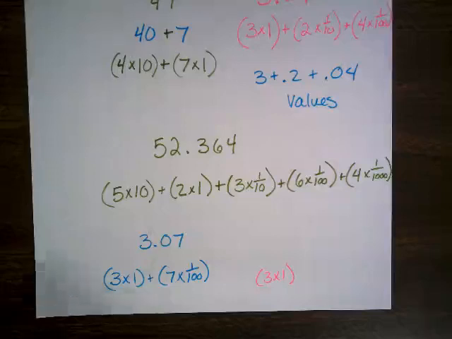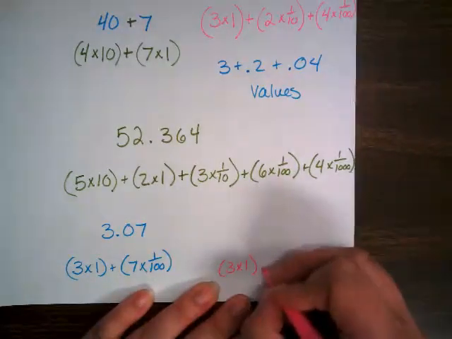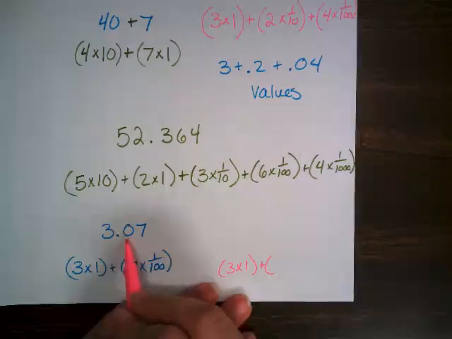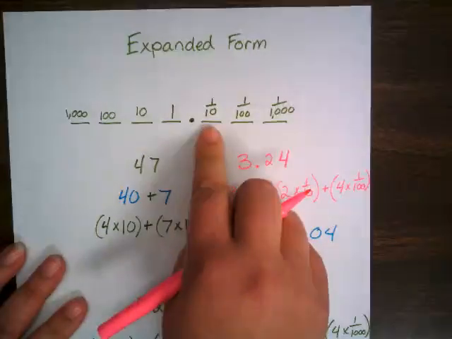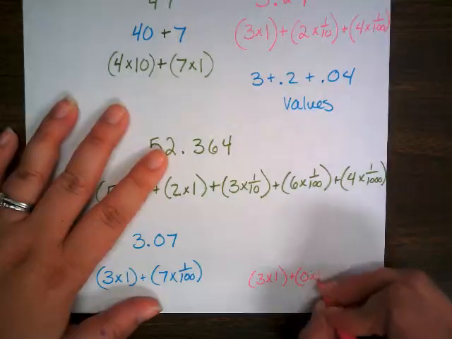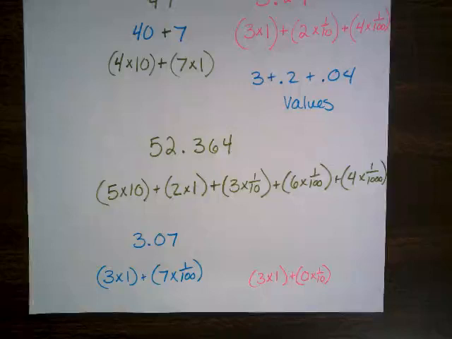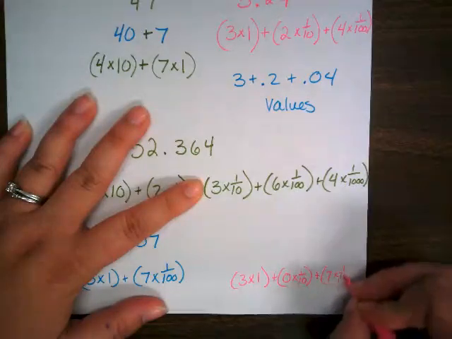Now the second way, some kids really like to make sure that they have all the digits represented. So a second way that some kids like to do is they could have 0 groups of 1/10, because the 0 is in the 10th spot, the spot right after the decimal. So they can put 0 groups of 1/10, because 0 groups of something is still 0. And then they can finish out by doing the 7 groups of 1/100th.